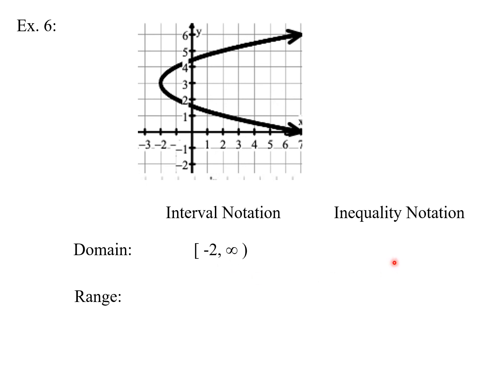And if I write that in inequality notation, I'll write it like that, greater than or equal to, to include the -2. For the range, these arrows indicate that it goes to negative infinity and to positive infinity. So the range here, I can write it like that. And in inequality notation, we can write it like that. Or we could simply say all real numbers, for both. All right, so that's this one.